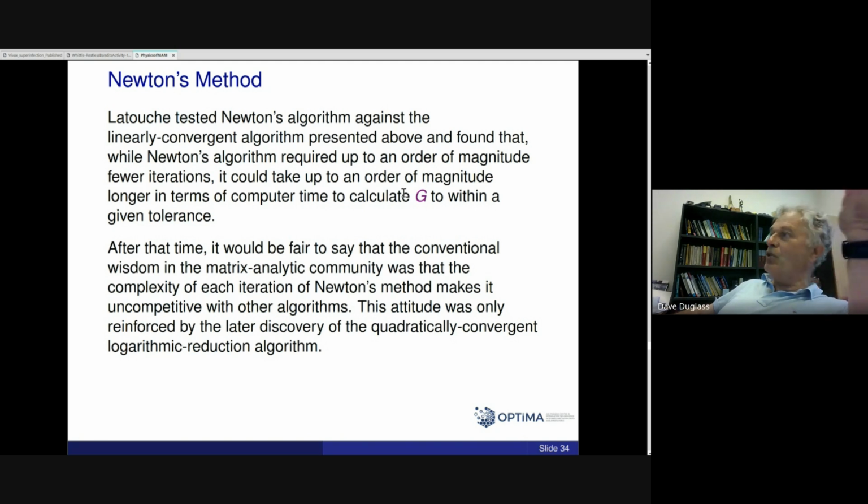So, yeah, sure, Newton's method converges quadratically, but it takes so long to do each iteration that it's not practical. And it would be fair to say that conventional wisdom in the Matrix-Analytic community was that the complexity of each iteration makes Newton's method uncompetitive. And later on, when Guy and Ram came up with the quadratic convergent logarithmic reduction algorithm, and then Dario and Beatrice came up with the cyclic reduction algorithm, that just reinforced that. So people didn't pay attention to Newton's method.